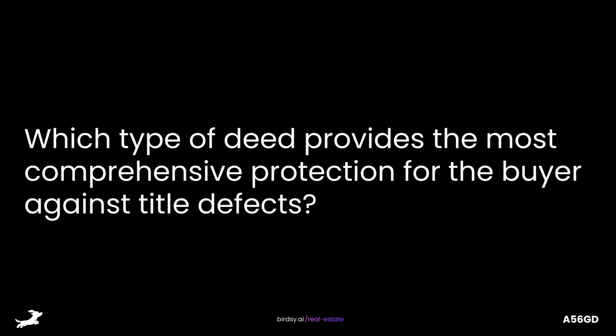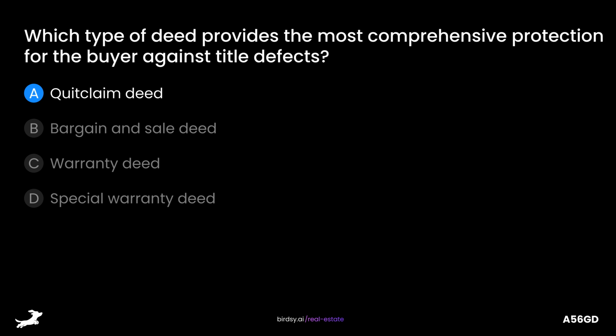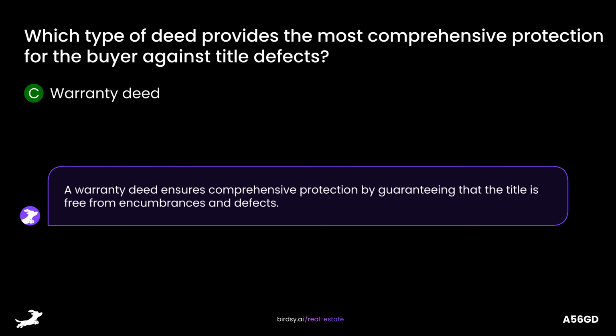Which type of deed provides the most comprehensive protection for the buyer against title defects? Is it A, quitclaim deed, B, bargain and sale deed, C, warranty deed, or D, special warranty deed? The answer is C, warranty deed. A warranty deed ensures comprehensive protection by guaranteeing that the title is free from encumbrances and defects.